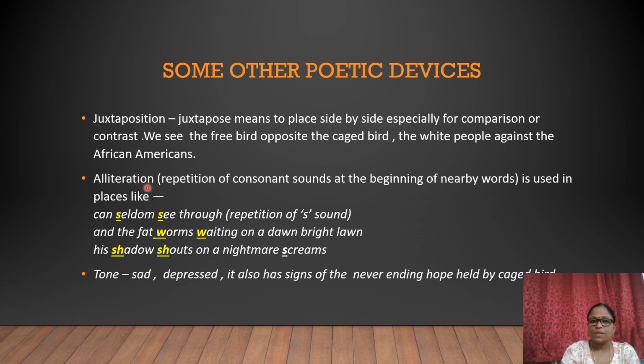The next poetic device is alliteration, repetition of consonant sounds. It is used in two or three places here. Example: seldom see, the S sound is repeated. The second one is worms waiting, the W sound. Then shadow shouts, the SH sound is repeated. So what tone is the poem in? What is the tone used in the poem? The answer key words are sad, depressed. It also has the signs of never-ending hope held by the caged bird.